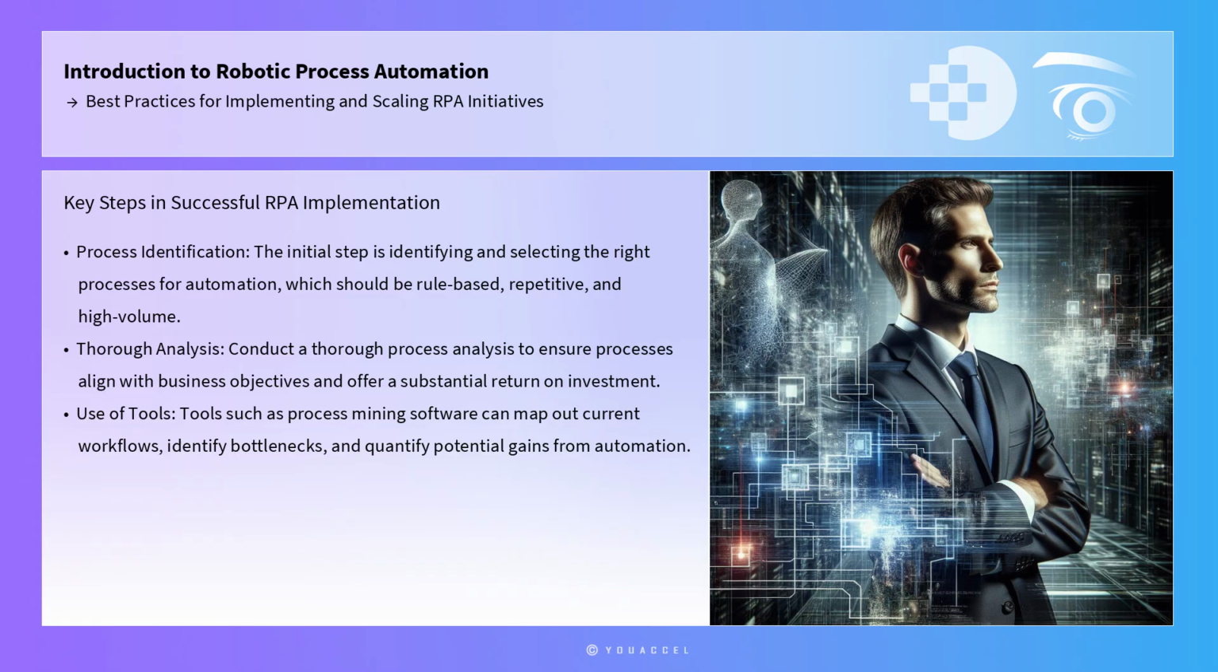The initial step in a successful RPA implementation is identifying and selecting the right processes for automation. These processes should be rule-based, repetitive, and high volume, making them ideal candidates for automation. It is crucial to conduct a thorough process analysis to ensure that the selected processes align with business objectives and offer a substantial return on investment. Tools such as process mining software can be instrumental in this phase, enabling organizations to map out current workflows, identify bottlenecks, and quantify potential gains from automation.